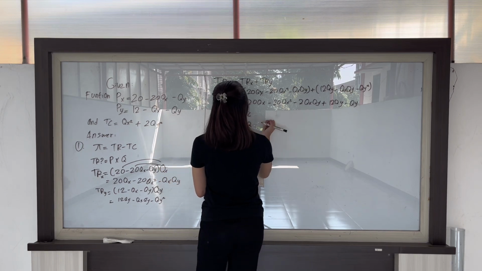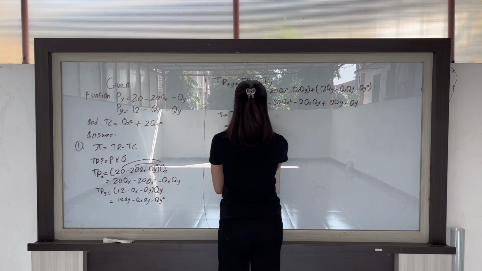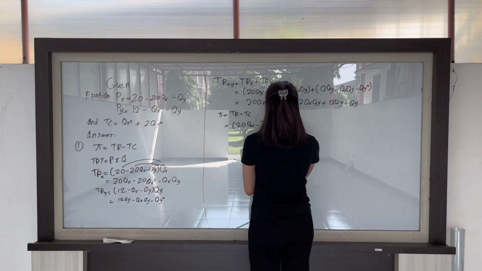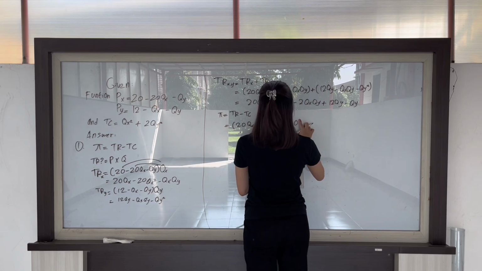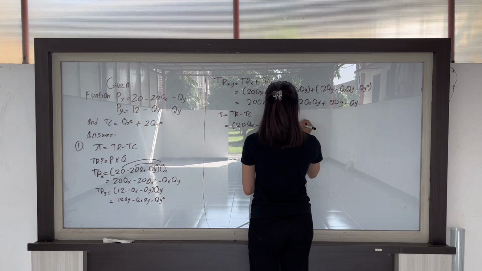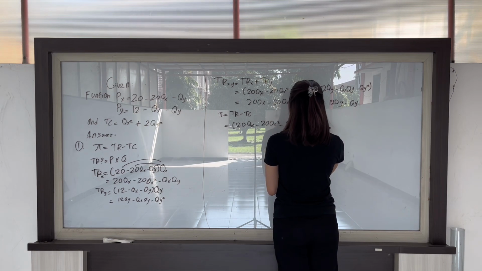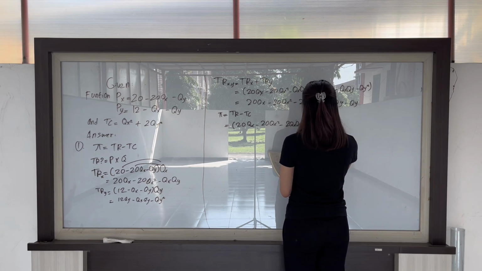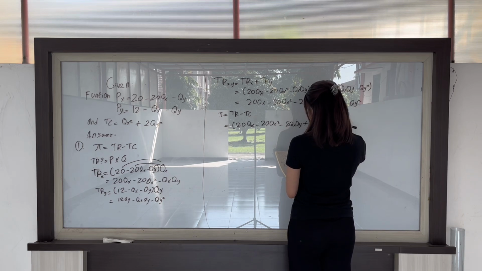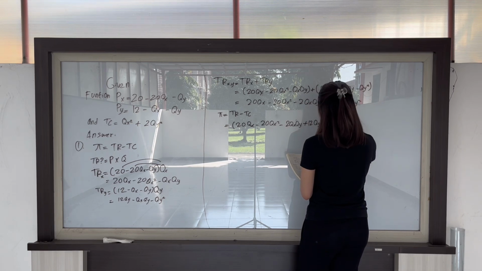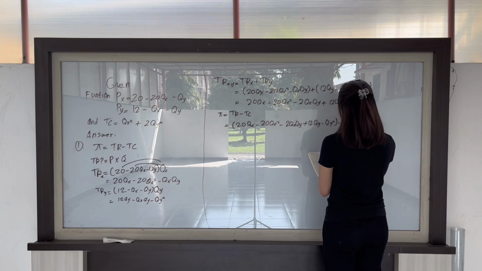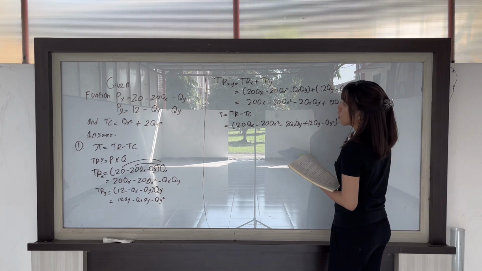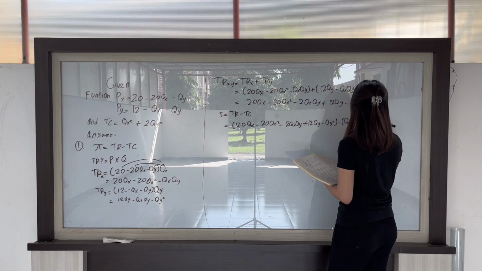The function for TR is 20Qx minus 20Qx squared minus 2QxQy plus 12Qy and minus Qy squared. And the total cost function is Qx squared plus 2Qy squared.